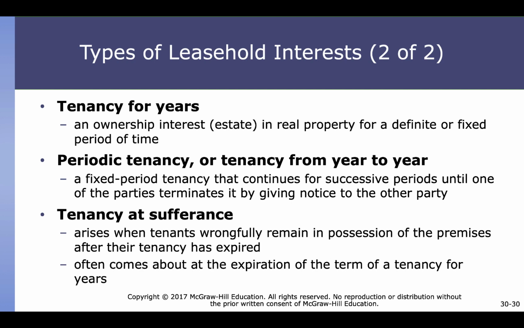A periodic tenancy, or tenancy from year to year, is a fixed period tenancy that continues for successive periods until one of the parties terminates it by giving notice to the other party. And then a tenancy at sufferance is when tenants wrongfully remain in possession of the premises after their tenancy has expired. This often comes about at the expiration of the term of a tenancy for years.